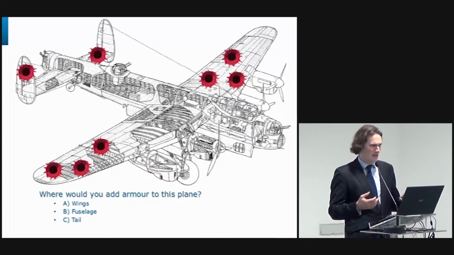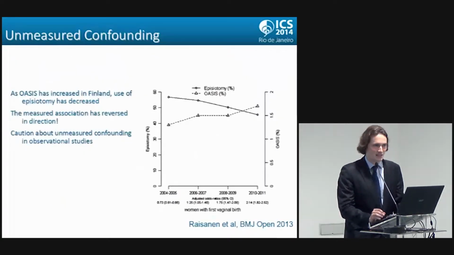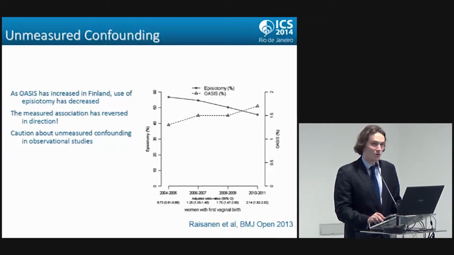We assume that a big observational study must tell us the truth, but actually it can tell us exactly the opposite of the truth if we're not careful. This is another slightly complicated example from one of my papers with Sari Räisänen from BMJ Open last year.